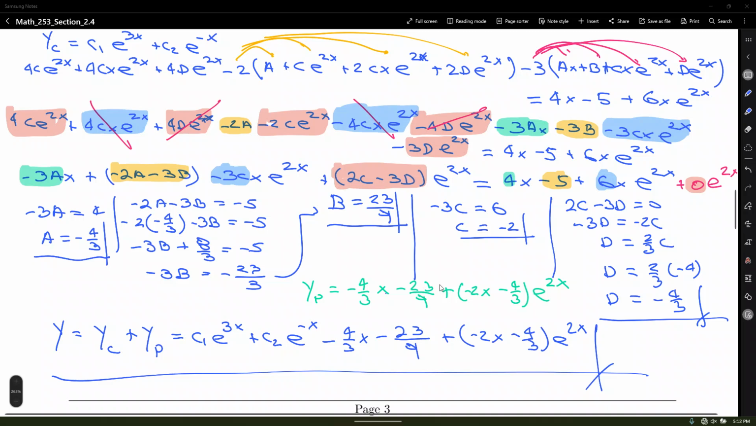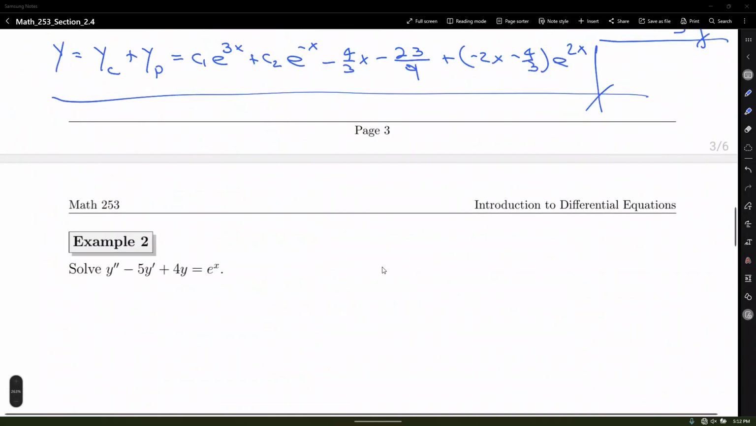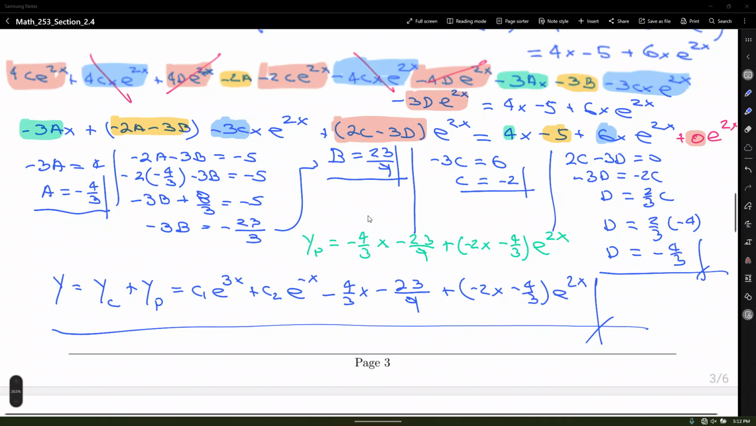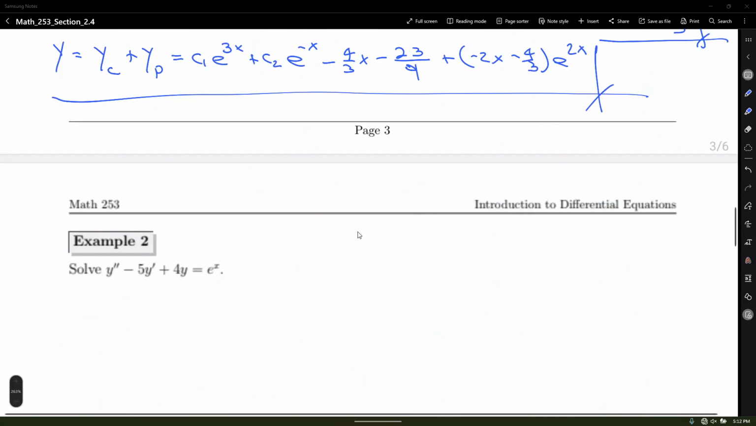We're going to do a few more examples on undetermined coefficients. They're asking us to solve y double prime minus 5y prime plus 4y equals e to the x. Number one, I don't think we have the solution to this differential equation. No, we don't have it here.